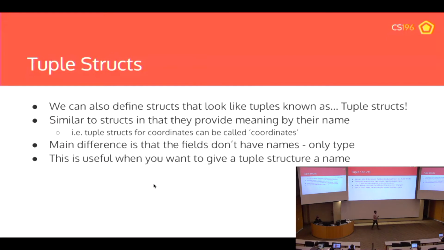And now I want to talk about tuple structs. Tuple structs are similar to a tuple, but the difference is that we can use them if we want to have a tuple of a specific type that we want to repeatedly use over and over again. The main difference between a struct and a tuple struct is that the fields don't have names, only types. And this is useful when you want to give a tuple structure a name.